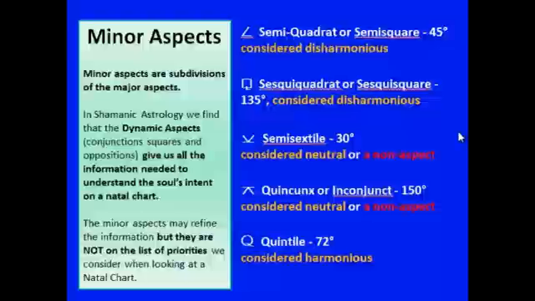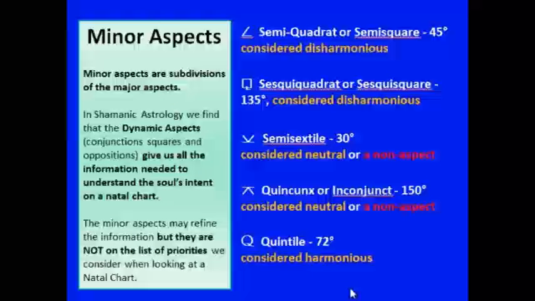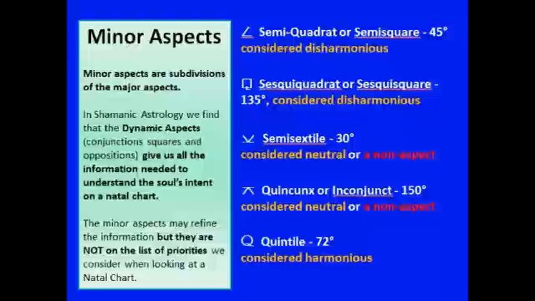Now the semi-sextile, or 30-degree aspect: if something was at 0 Aries and something was at 0 Taurus, they would be exactly 30 degrees apart. That is considered a neutral aspect or a non-aspect, and I'll explain a little more about that in a moment. Then the quincunx or inconjunct is a 150-degree angle, also considered neutral, also a non-aspect. And then the quintile is 72 degrees, and it's considered harmonious because if you have 5 quintiles, all 72 degrees apart, it will create a 5-pointed star on the chart.